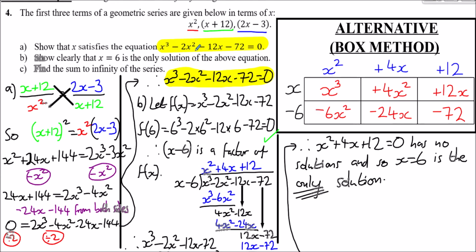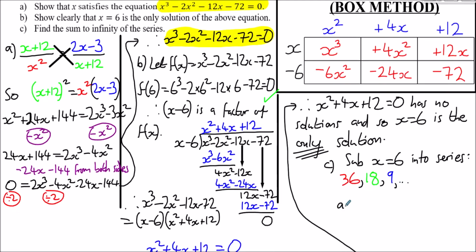Finally, part C. Find the sum to infinity of this series. So for part C, we now know that x is 6. So if we sub x equals 6 into the series, the first term, x squared, is going to be 6 times 6, which is 36. The second term, x plus 12, that's going to be 6 add 12, which is 18. And the final term, 2x minus 3, will be 2 times 6, take away 3, which will be 9. So the sequence we're going to have is this one, 36, 18, and 9.